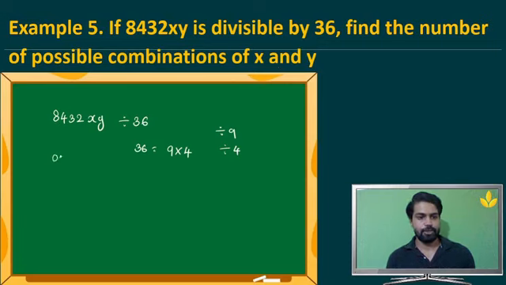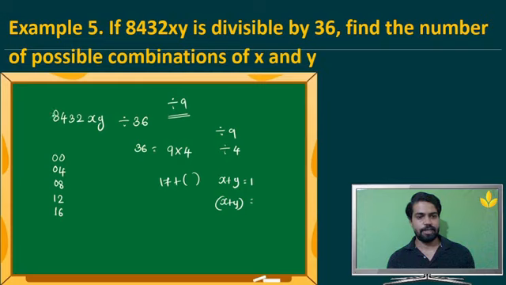xy can be 2 zeros, xy can be 04, xy can be 08, xy can be 12, xy can be 16. Like that, the list goes on. But we need to also look at the sum. What is the sum we are expecting? Let us look at the sum first, because the digital sum should be divisible by 9. Let's see what this number is. 8 plus 4 is 12, 12 plus 3 is 15, 15 plus 2 is 17. 17 means x plus y can be 1.